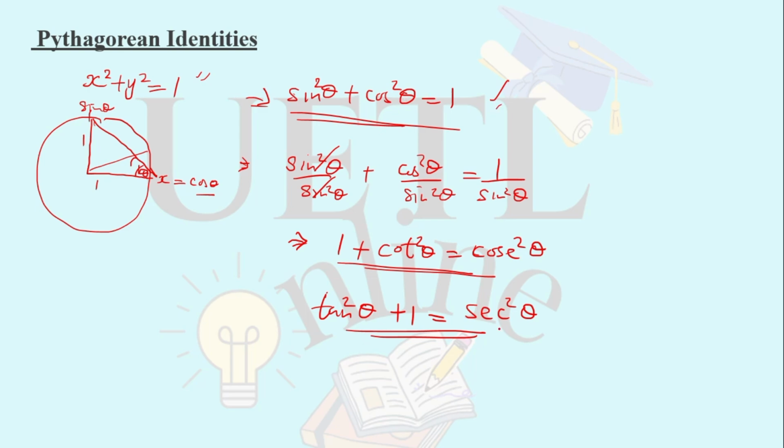So I'm going to be substituting these identities to prove or simplify expressions. I'm going to do an example. Make sure you understood this so that you can remember it. Just try to remember this one, and to get this you have to divide by sine theta, and to get this you have to divide by cos theta. Okay, so let me do an example.